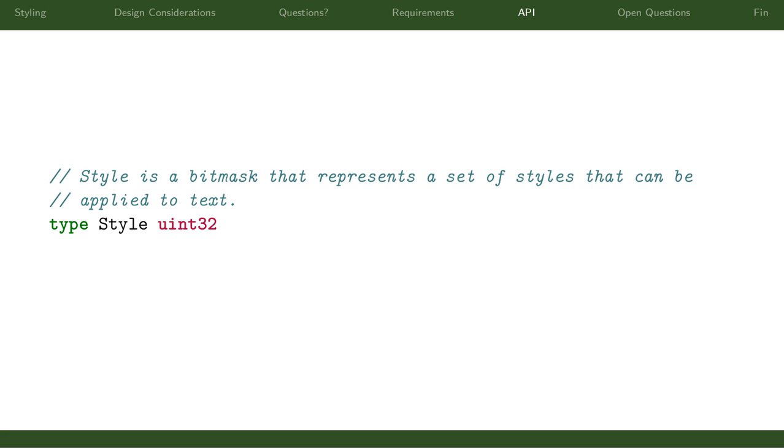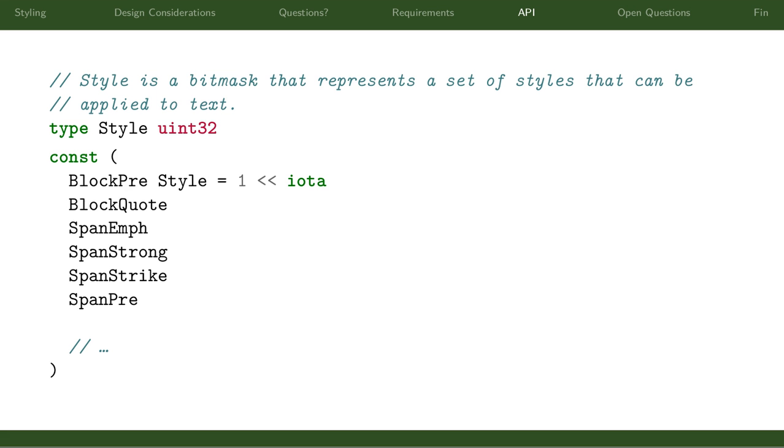The style is the thing that represents what styles we have applied: bold, italic, strong, emphasis, strikethrough, all that stuff. And that's a type that's an unsigned 32-bit integer. The reason for that is it's a bit mask. We also have a handful of constants in the package that represent the different styles.